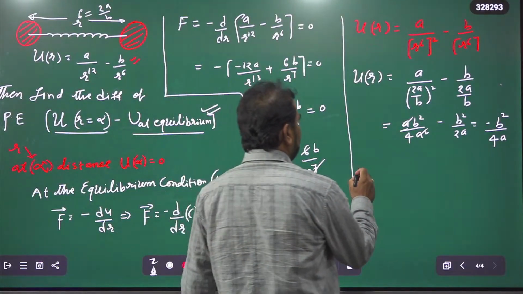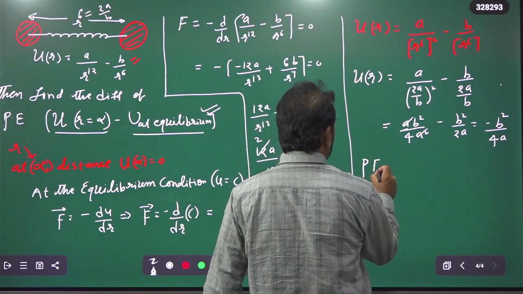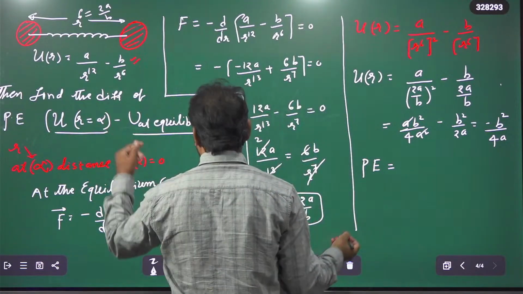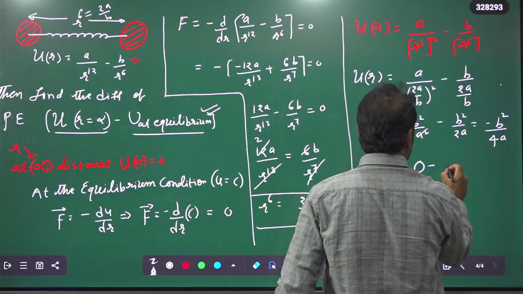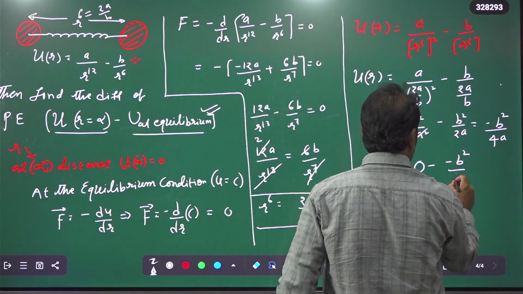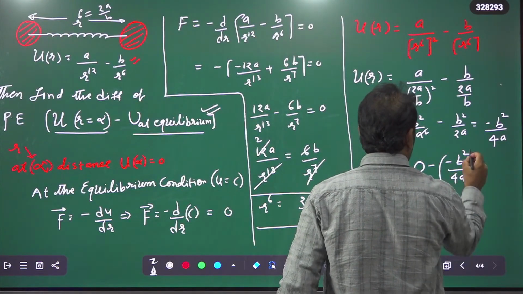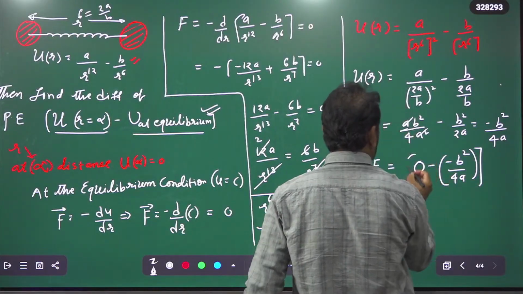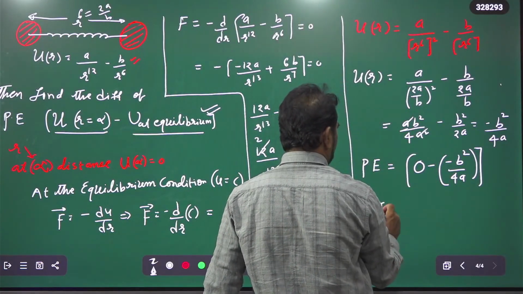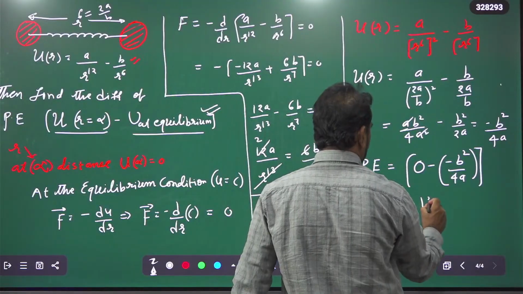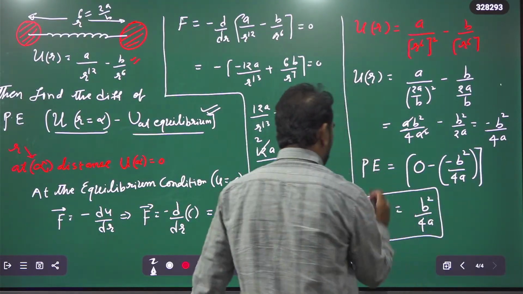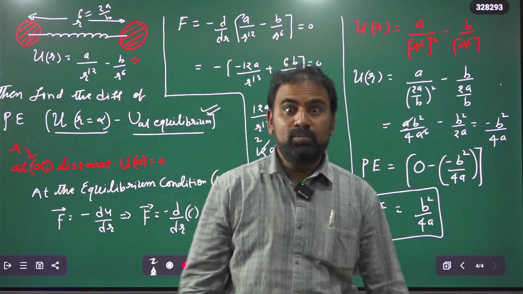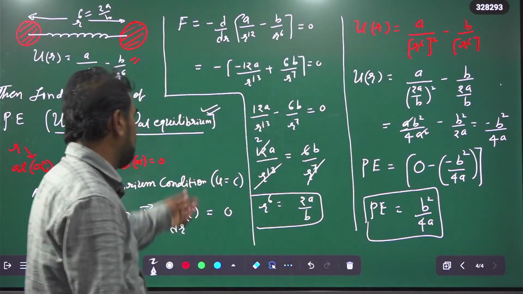Therefore, potential energy is given by U of infinity, which would be equal to 0. 0 minus, already minus b square upon 4a. This is minus of minus. That would be the potential energy is equal to b square upon 4a. Okay. Is it clear? I hope you have understood about this problem.